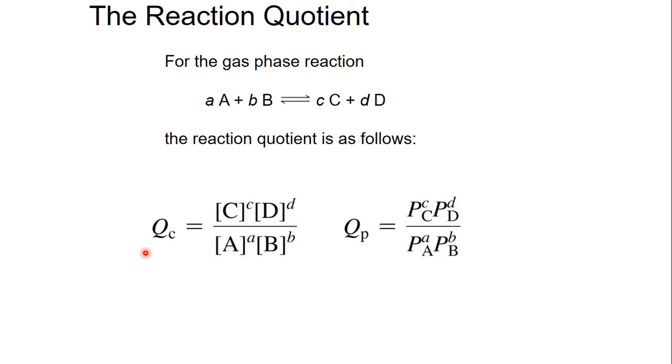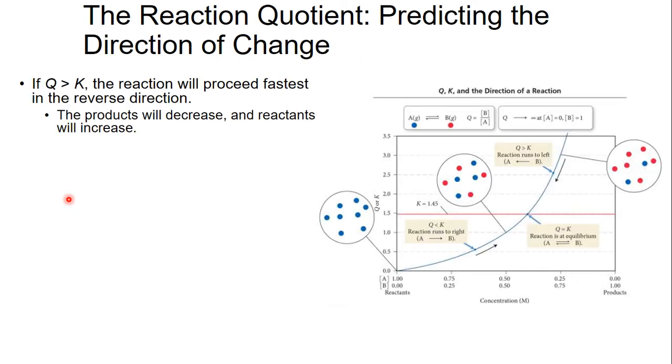So you can see Q is the exact same thing as K, but the concentrations you put in are any concentrations that are not at equilibrium. If you put in concentrations that are at equilibrium, then that is your equilibrium constant, your K. Q, the reaction quotient, is for any concentrations not at equilibrium. All right, so let's see how we can use this.